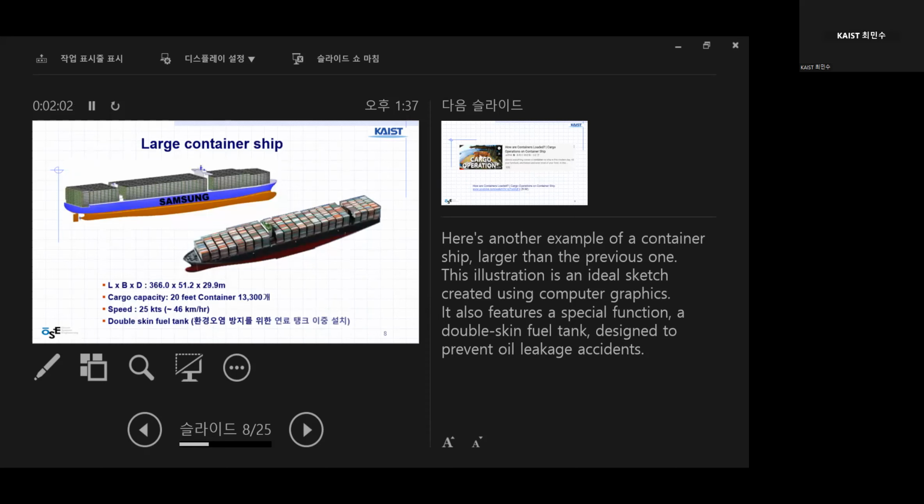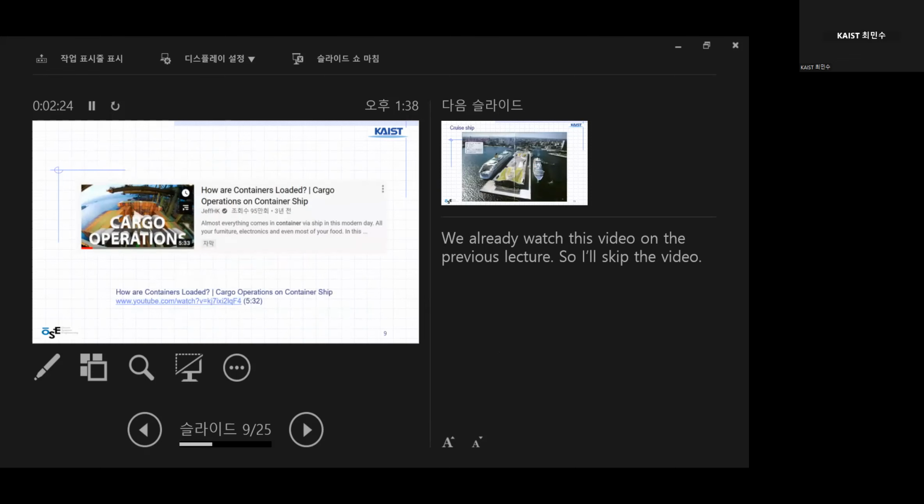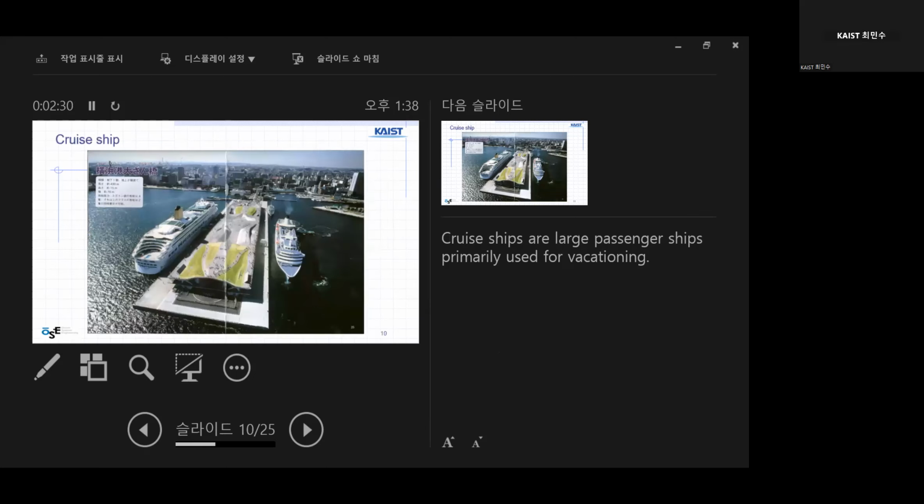Here's another example of a container ship. This is larger than the previous one. This illustration is a sketch created using computer graphics, and it also features a special function, a double skin fuel tank, designed to prevent oil leakage accidents. Here is the video, but we already watched this video in the previous lecture, so I will skip it.